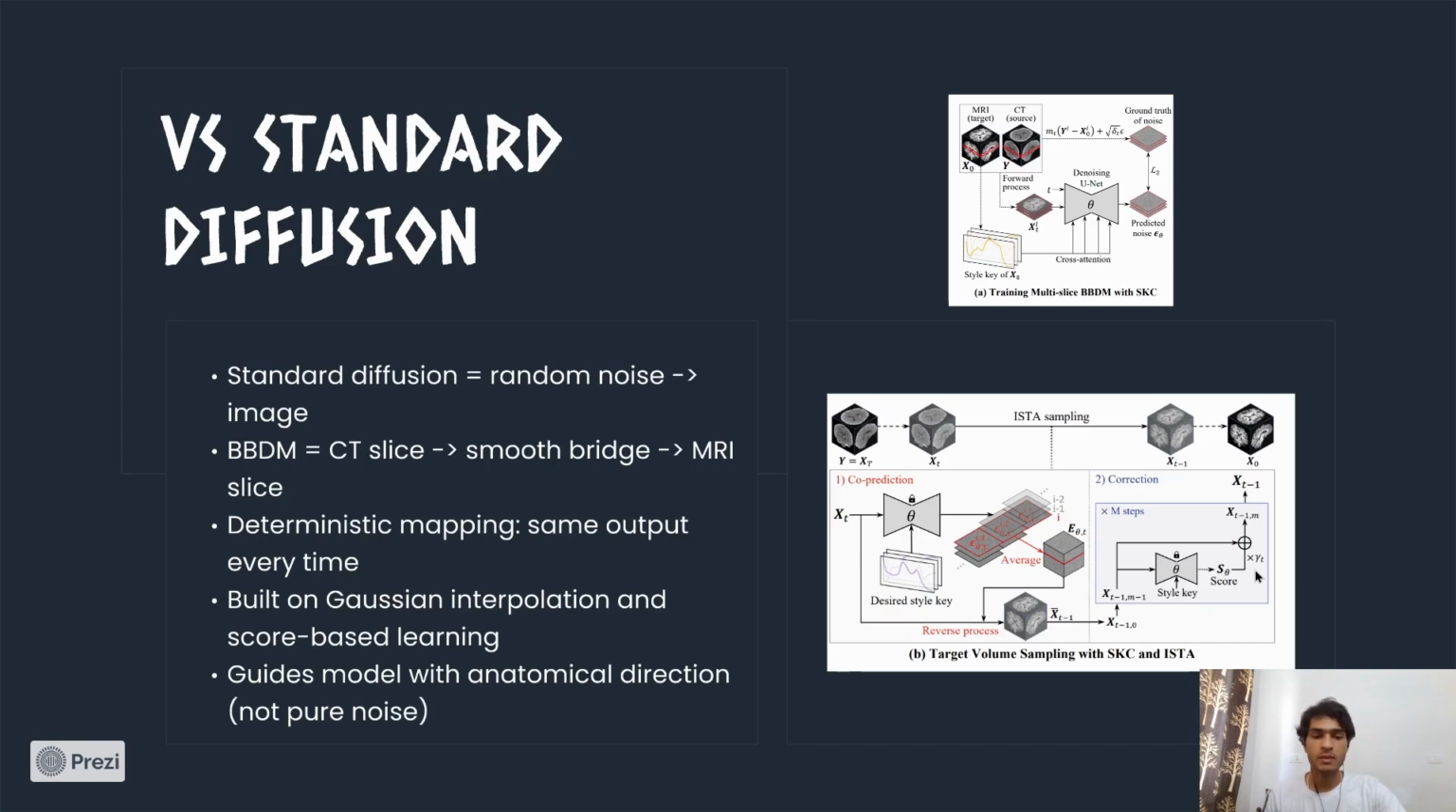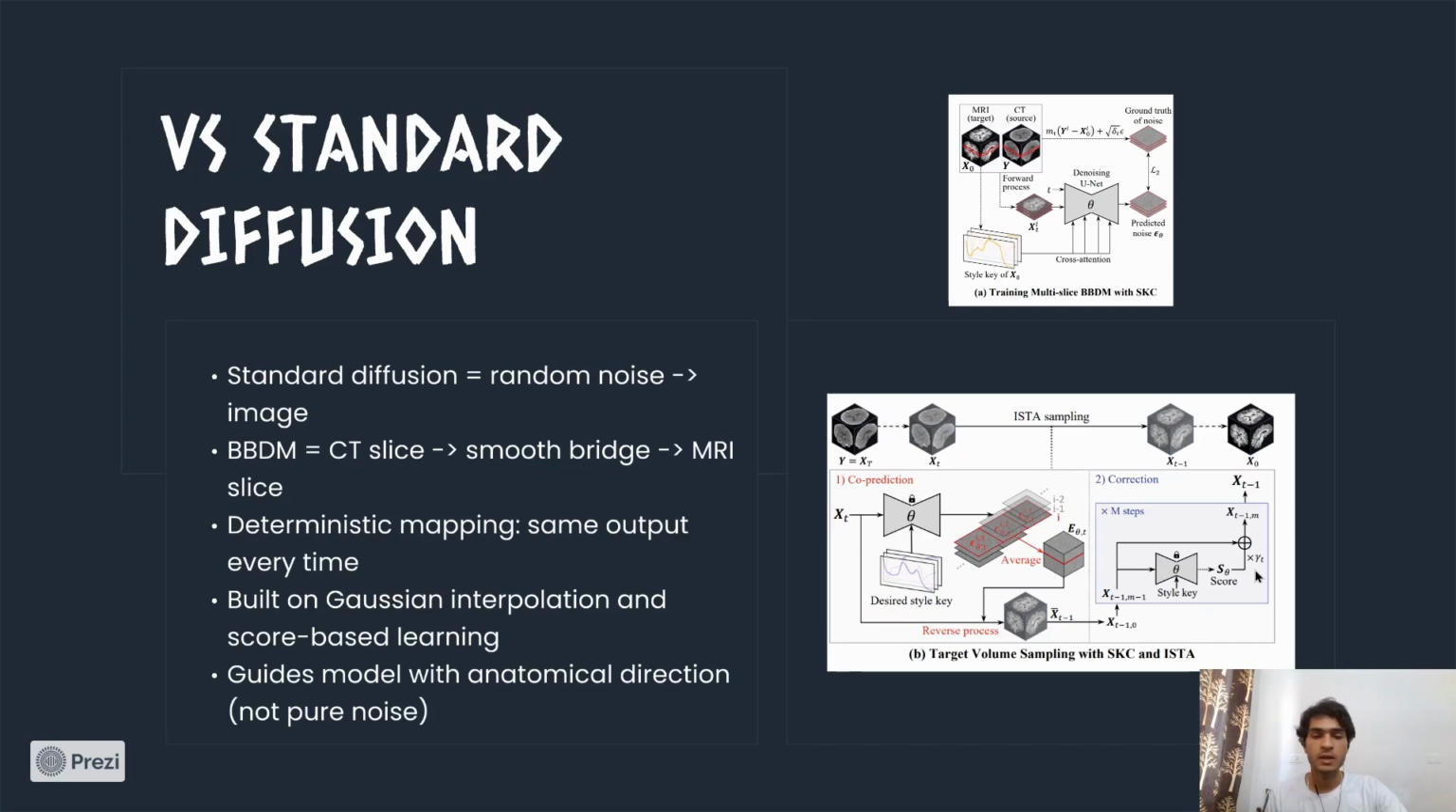This approach is very powerful, but there is a key limitation. It usually starts from random noise and it's stochastic by nature. The randomness poses a serious problem for medical imaging where reproducibility and accuracy are crucial. We can't have different MRI outputs for the same CT input every time. This is where our approach, BBDM, comes in.